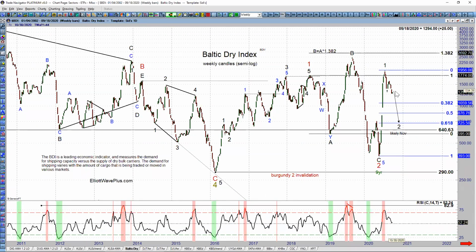Baltic Dry Index, no real change here. Generally expecting it to drop down into November, back down to 725. That would be a 0.618 retrace of this move up back here. And then likely pretty bullish for some period of time after that. It could be that Baltic Dry Index finally will have worked through this long basing process that it's been under since 2012.